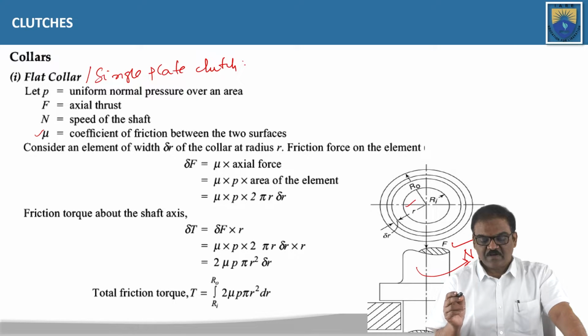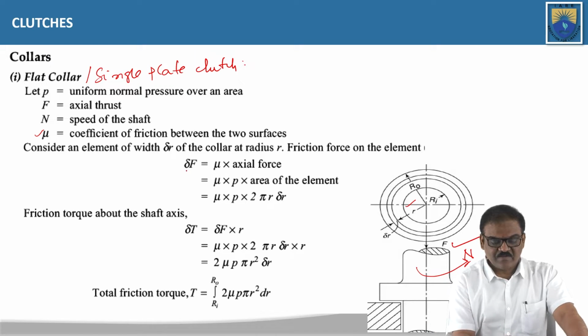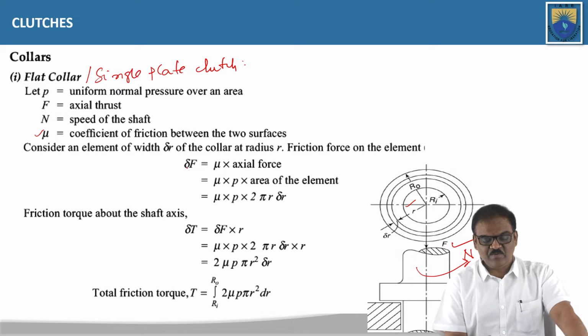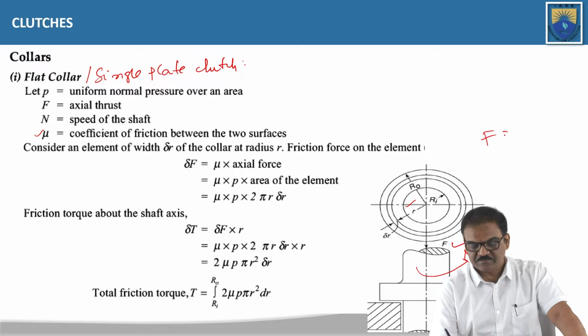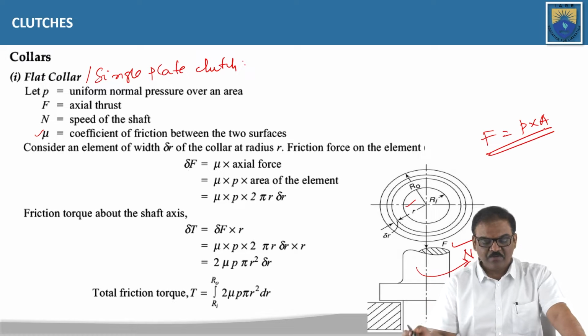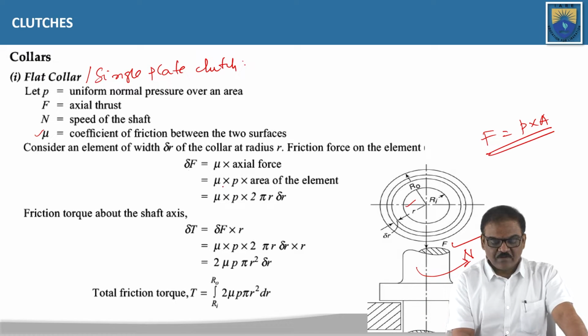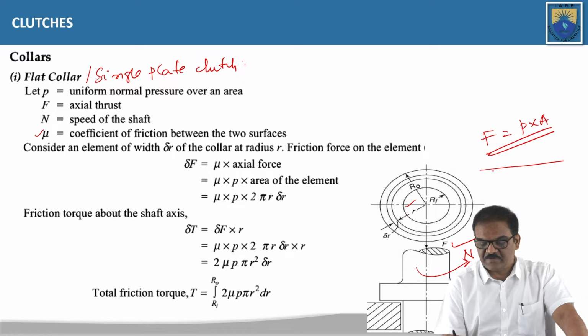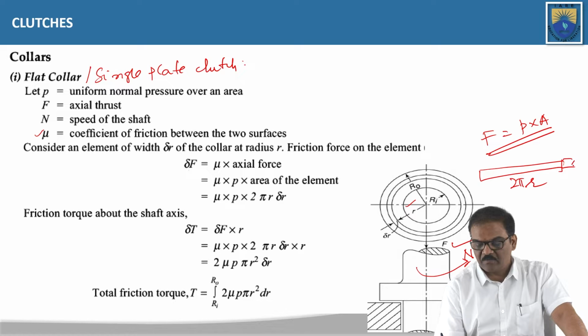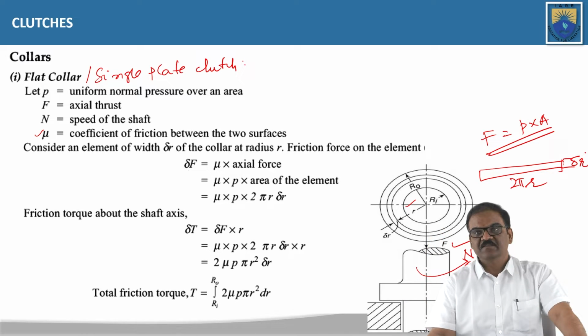The frictional force on the element can be considered as delta F is equal to mu into axial force. What is axial force? Axial force F is equal to p into cross-sectional area. Therefore, mu into p into the area of the element, 2 pi r delta r. That is the projected area we are going to consider.